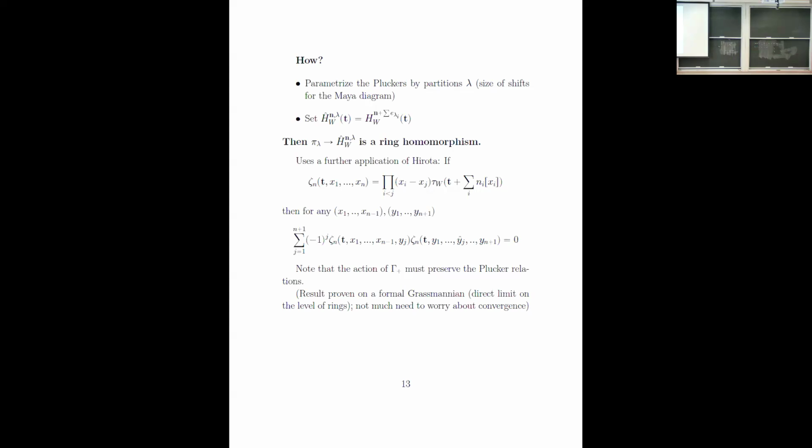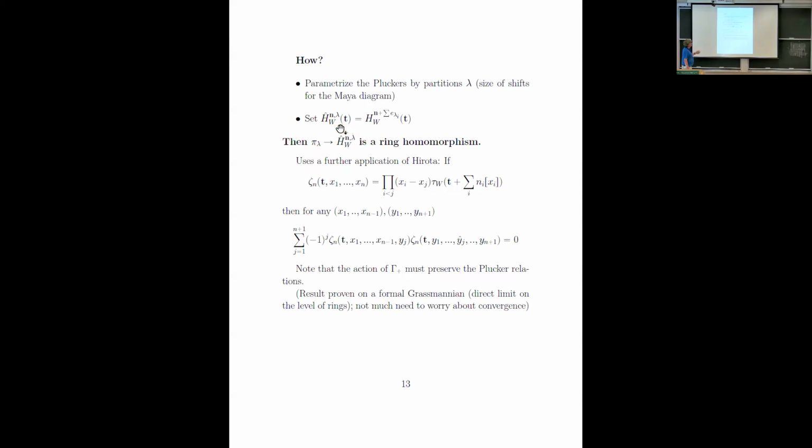And so you do a little bit of a tweak. You've got a partition, and then you shift these h_n of w that I've defined in terms of the tau function by basically the coordinates of those partitions. So you've got this infinite integer vector n. And then the statement is very neat. It's just that the map from the Plücker coordinates to these h_n lambda of w is a ring homomorphism. So if you've got Plücker relations here, you'll have Plücker relations there.